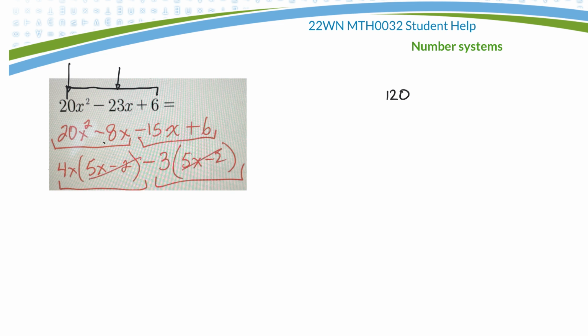And so in this case, I came up with those two numbers. So I left the 20x squared and the plus 6 alone, and then I rewrote this as minus 8x and minus 15x. Now, if you pick the wrong numbers for that, this doesn't work. But as long as you pick the right numbers, the thing will work. I'll just finish it off here.